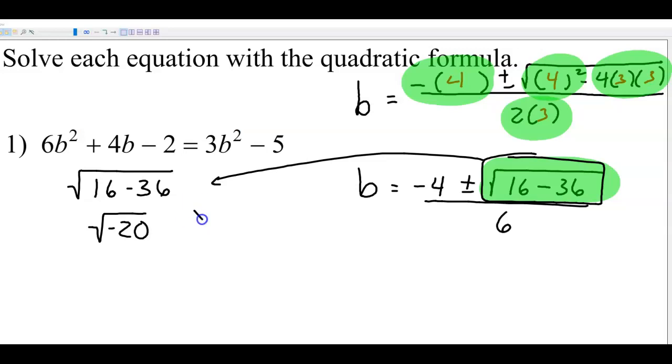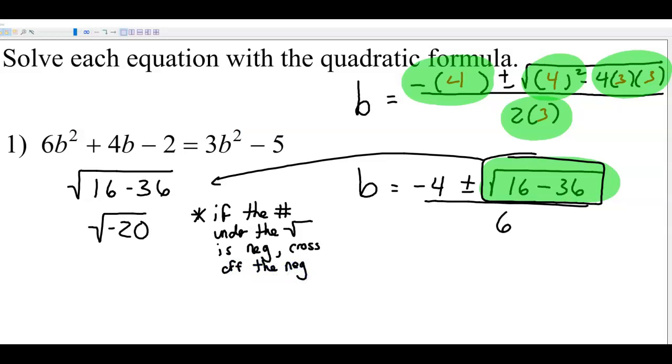So I would write a little note here, and I would say if the number under the square root is negative, what we're going to do is cross off the negative and put an I in the front.